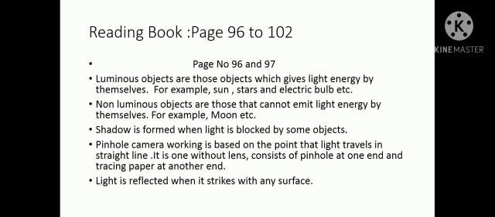So this is the definition of luminous objects. Luminous objects are those objects which give light energy by themselves. Some examples are given here, like sun, stars and electric bulb. Okay, the next point is about non-luminous objects. Non-luminous objects are those that cannot emit light energy by themselves.